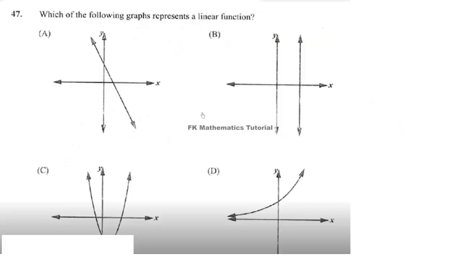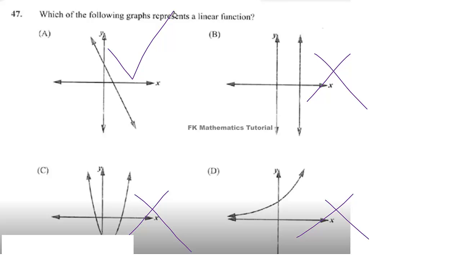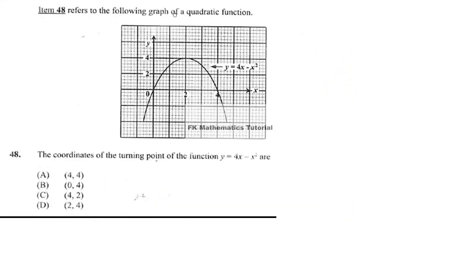Which of the following graphs represent a linear function? This is not a linear function. This is not a linear function. This is not a linear function. This is a linear function. Item 48 refers to the following graph of a quadratic function. The coordinates of the turning point of the function y equal 4x minus x squared are, so the turning point is here, and that point is x equal 2, y equal 4. So 2, 4. The correct answer is D.